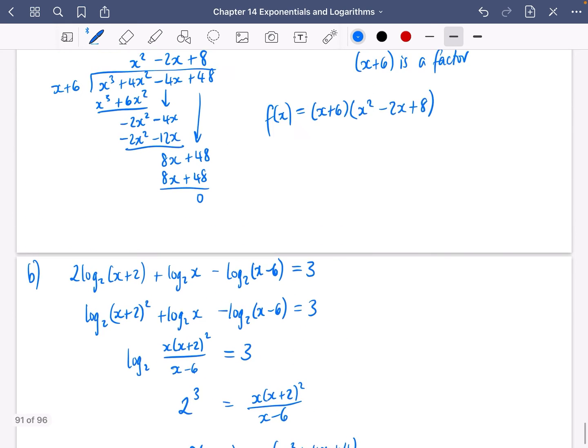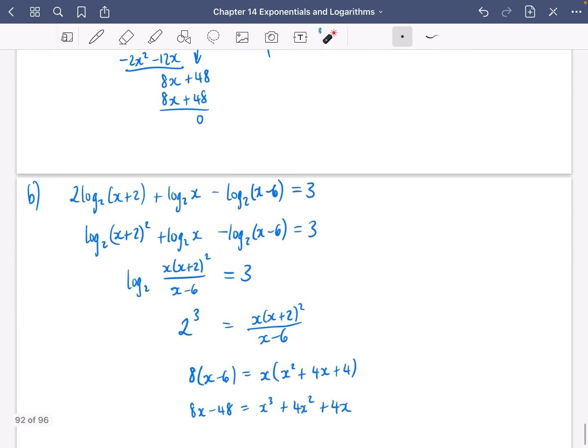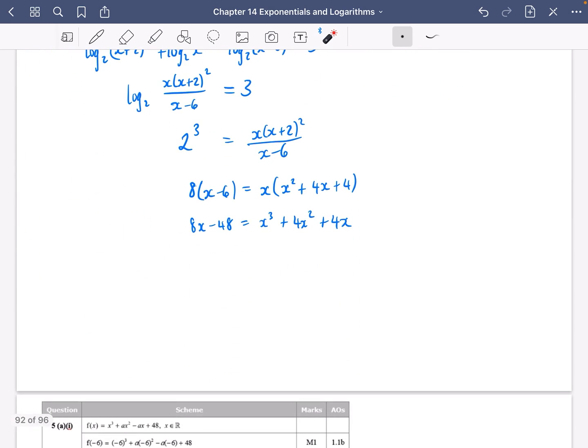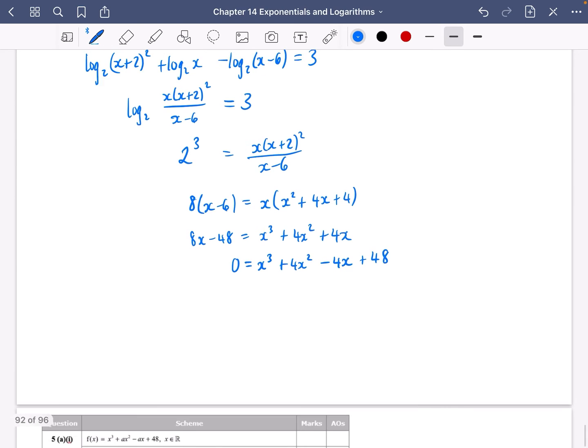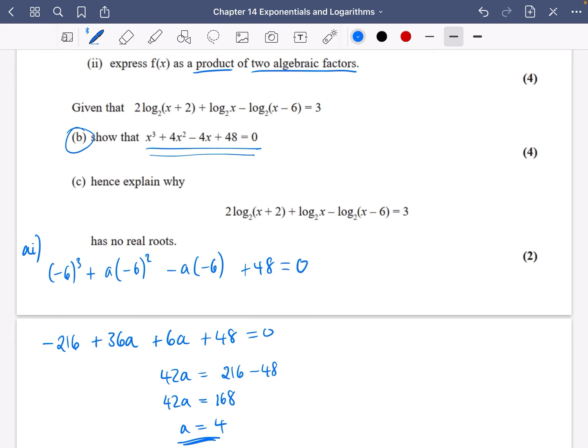And remember what we're trying to make it equal to. We're trying to make it turn up as like this thing. So it's a cubic being equal to 0. So let's continue with this. I'm going to put everything onto the right hand side. So that is x cubed plus 4x squared. I'm going to subtract the 8x, so it becomes minus 4x, and I'm going to add the 48. So we have ended up with what they wanted us to show here for part B.